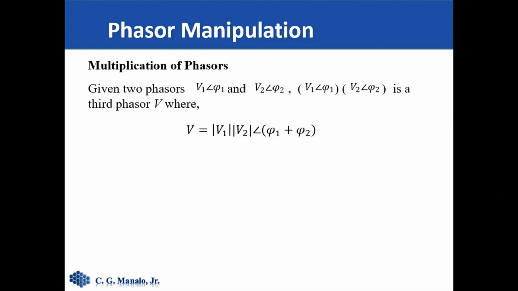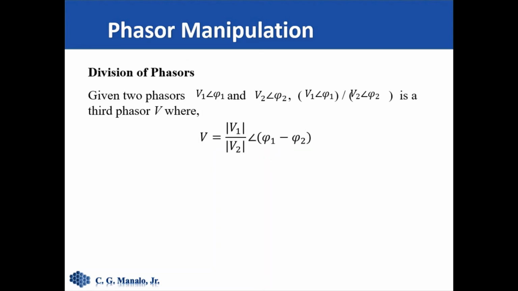We also can multiply phasors. Let's say we have phasor V1 and phasor V2. We get a third phasor where the magnitude is the product of the magnitudes of the two phasors, and the angle is the sum of their phase angles. Division is also possible. Say we have phasor V1 and V2. What is V1 divided by V2?